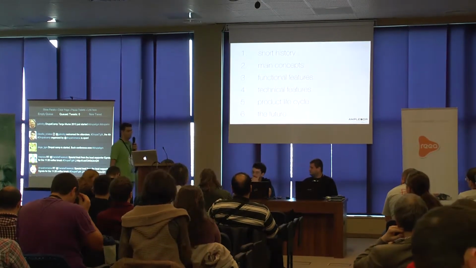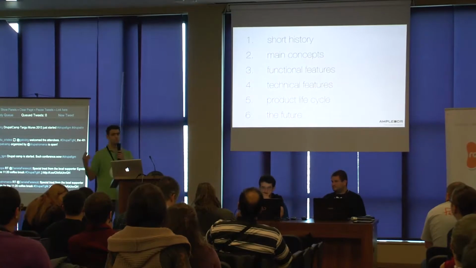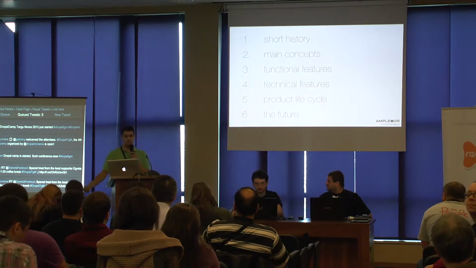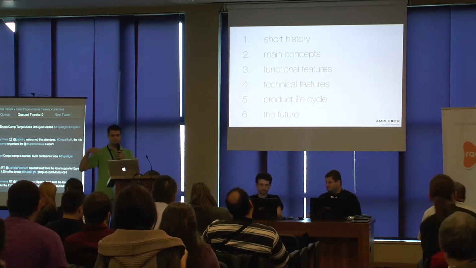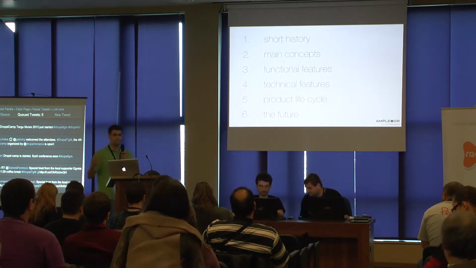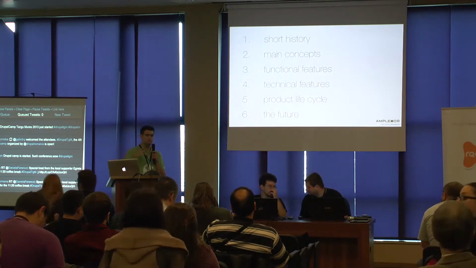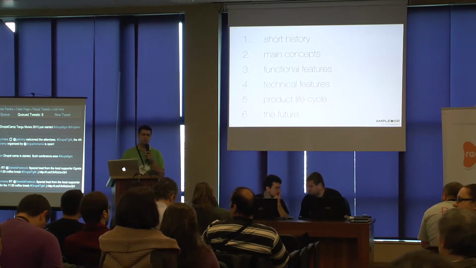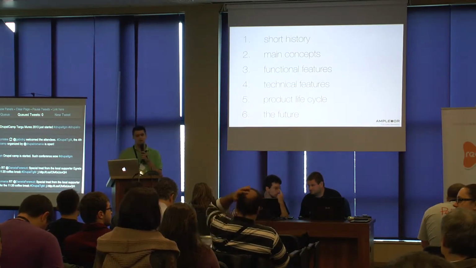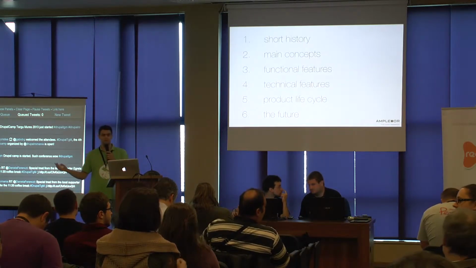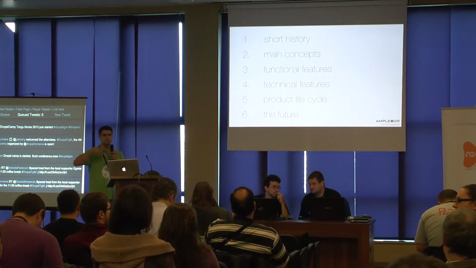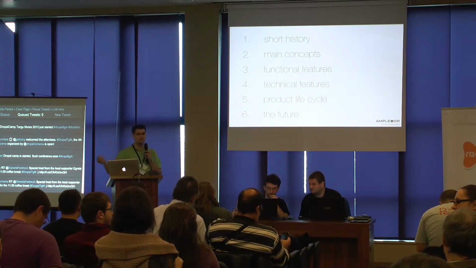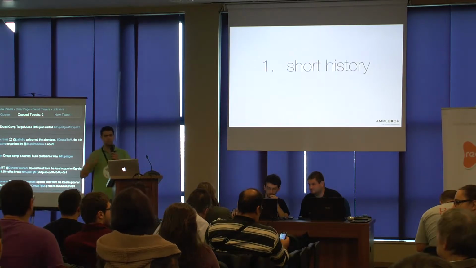So, for the agenda for this session, first of all we're going to give a short history of Drupal. What's the story of the product actually. We'll go over the main concepts, and we're going to talk about functional features. How does Drupal deal with all functionalities required in a typical content management system? And we go over the technical features, and we're going to talk a bit about the product lifecycle. How does a typical updating in Drupal work? And we're going to take a sneak peek at the future of what's next. So, first of all, a short history.